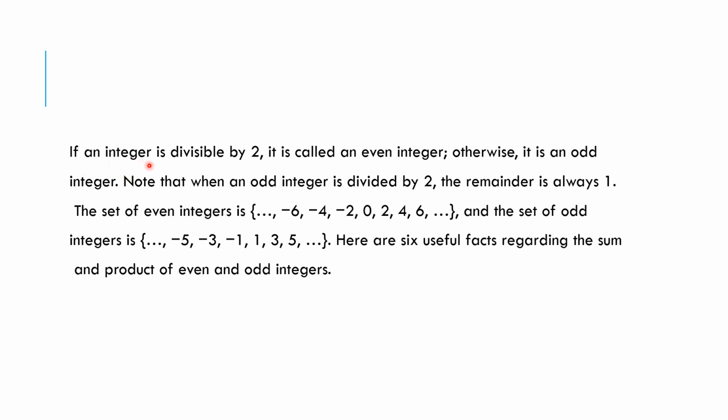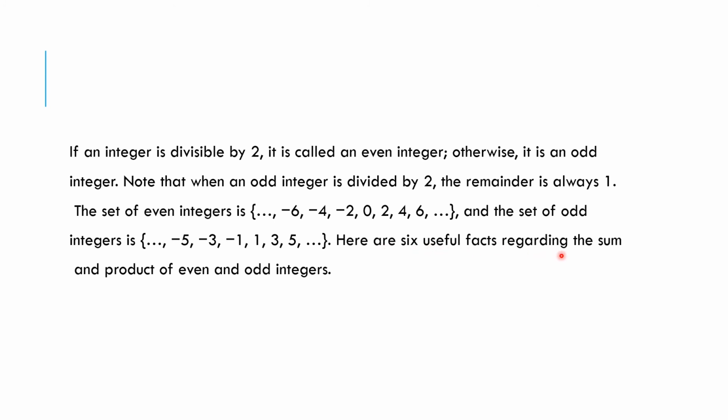If an integer is divisible by 2, it is called an even integer. Otherwise, it is called an odd integer. Note that when an odd integer is divided by 2, the remainder is always 1. The set of even integers is minus infinity to minus 6, minus 4, minus 2, 0, 2, 4, 6, till infinity. And the set of odd integers is minus 5, minus 3, minus 1, 1, 3, 5.